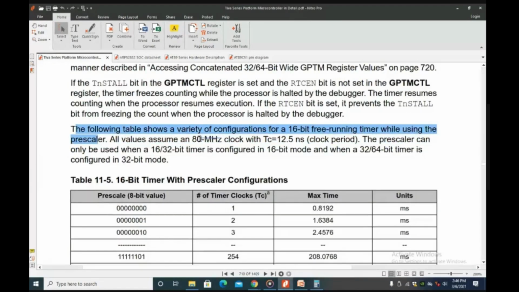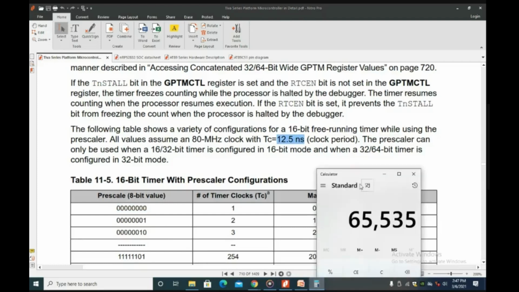So all values assume 80 megahertz. There you are using 12 megahertz. Here it is using 80 megahertz, right? 1 by 80 megahertz is approximately 12.5 nanosecond. The prescaler value is 0. If the prescaler value is 0, there is no division. The clock pulse will directly come to the timer clock. So after how many counts will the 16-bit timer overflow? After 65,535 counts the timer will overflow. Each count is 12.5 nanosecond.